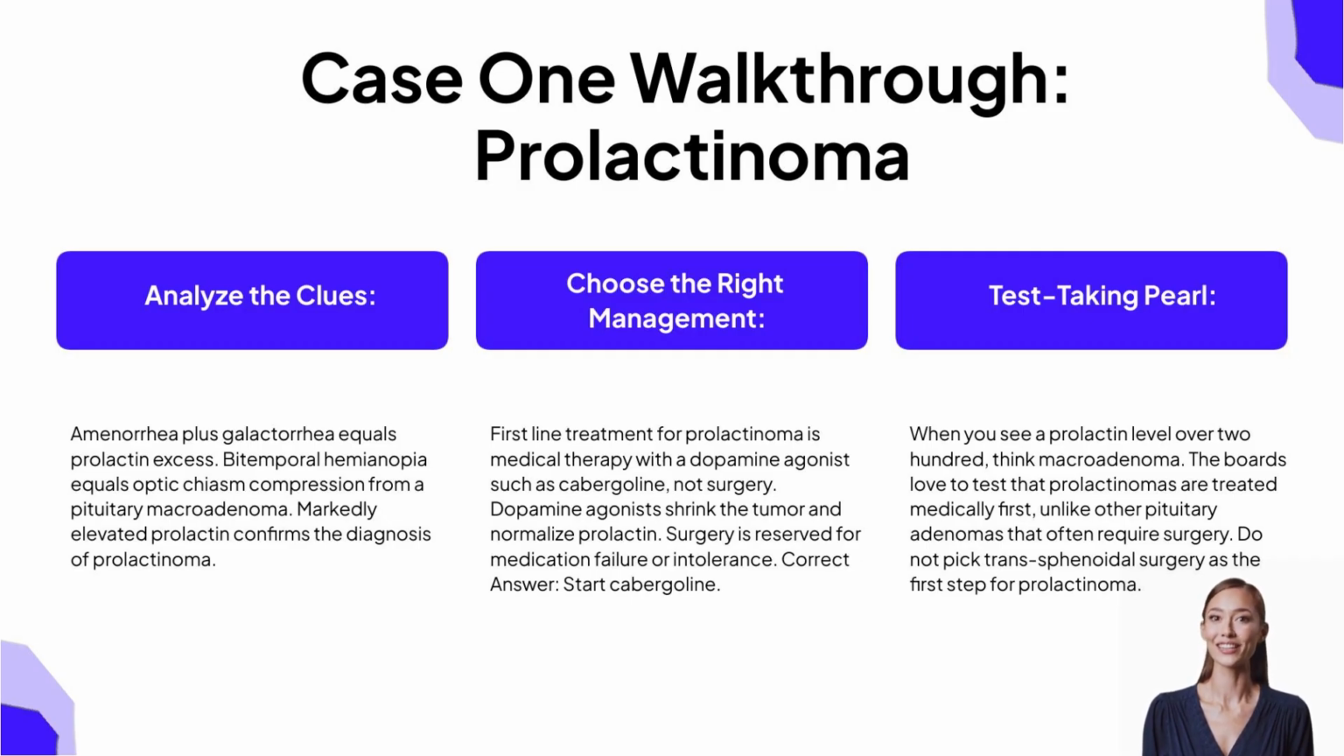Here is the key test-taking strategy. The boards love to test that prolactinomas are treated medically first with a dopamine agonist like cabergoline. This is different from most other pituitary adenomas, which often require surgery. Do not pick transsphenoidal surgery as your first answer for prolactinoma. The correct answer is to start cabergoline. Dopamine agonists both shrink the tumor and normalize the prolactin level. Surgery is only reserved for patients who fail or cannot tolerate medical therapy. Review the prolactinoma management algorithm in your board review resources for more detail.